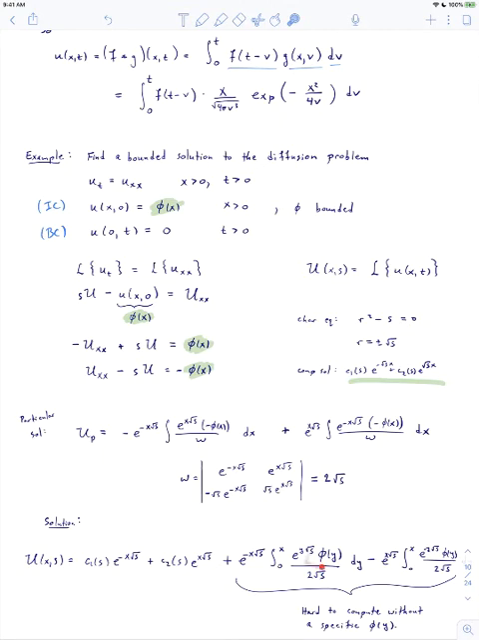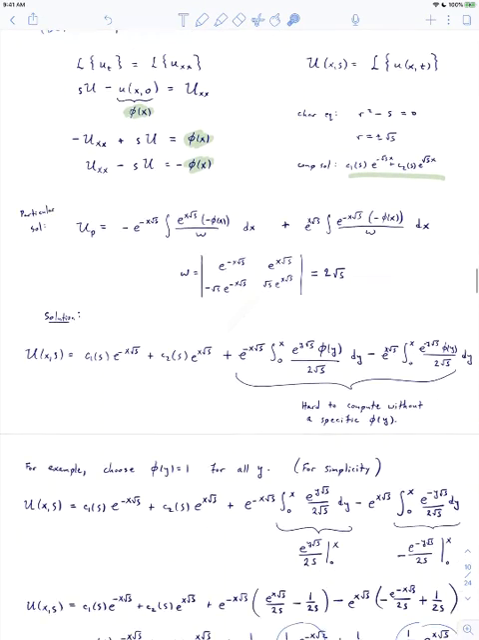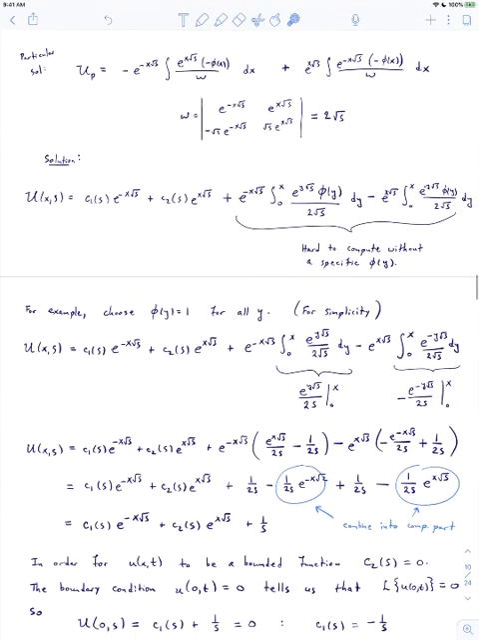So what we're going to do is we're just going to solve this for a particular phi. We'll choose a phi that makes our life easy. So choose phi to be equal to 1, for simplicity, and you'll see it's not even that simple. When I say simplicity, it's not a lot of simplicity. So for example, choose phi of y equals 1 for all y. So in that case, we just put a 1 there and a 1 there.